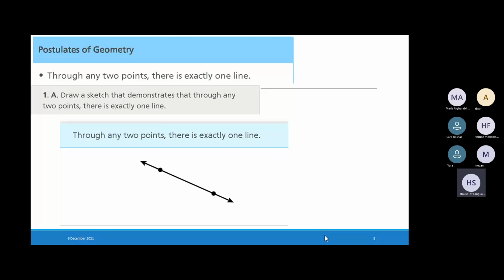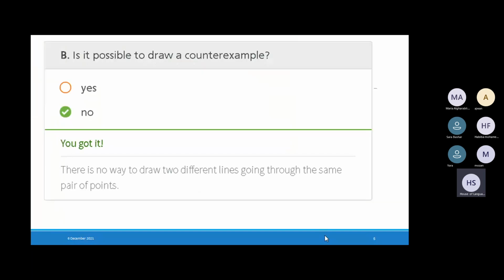That cannot work. No, it can't. It is not possible to draw a counter example. Why? Because there's no way to draw two different lines going through the same pair of points. This will be in page 42. Okay. So can anyone give me a counter example?